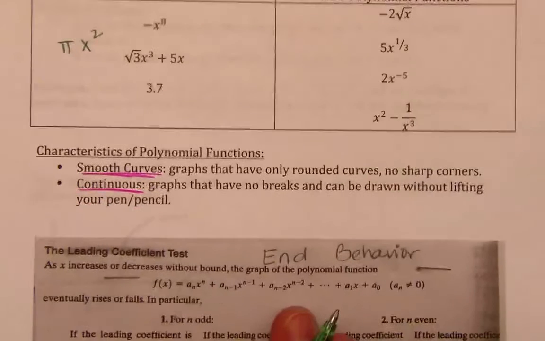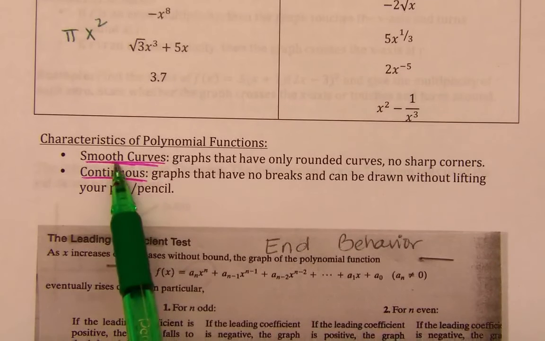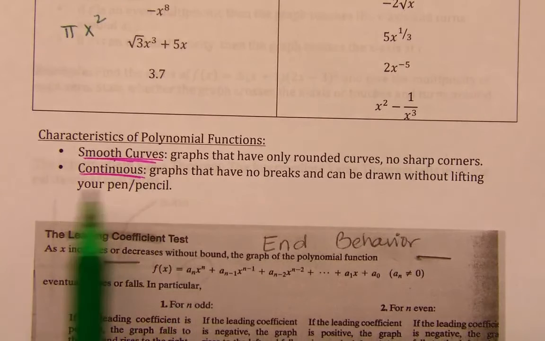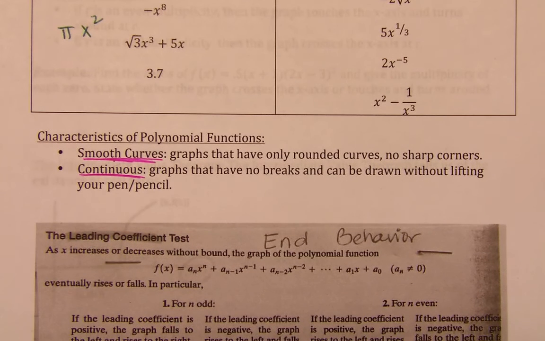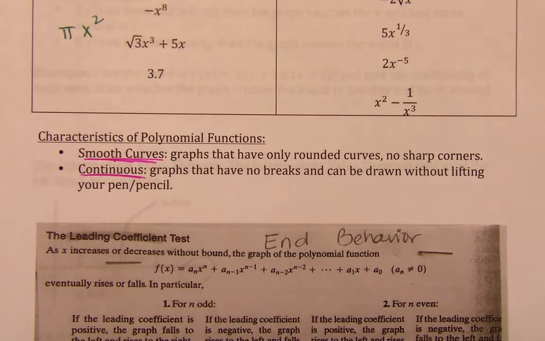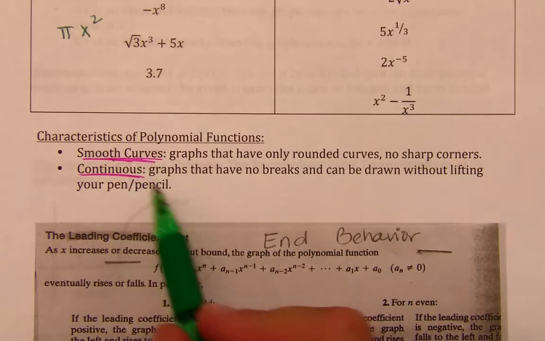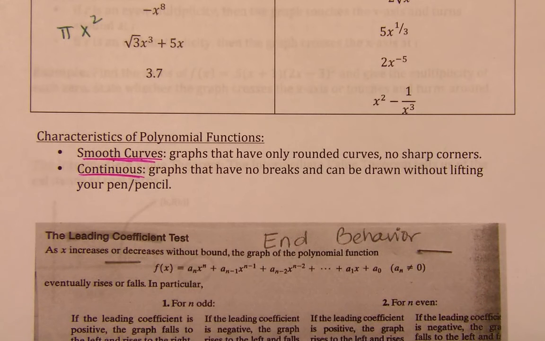Now, some of the characteristics of polynomials are that they have smooth curves and are continuous. Now, you want to make sure you understand the characteristics of a polynomial. This is going to be something that's really important when we get to calculus and we talk about continuity and continuous functions. So polynomial functions have smooth curves, no sharp edges, and they are continuous, meaning you can draw it with your pen or pencil without picking it up. There are no holes or jumps or anything like that.